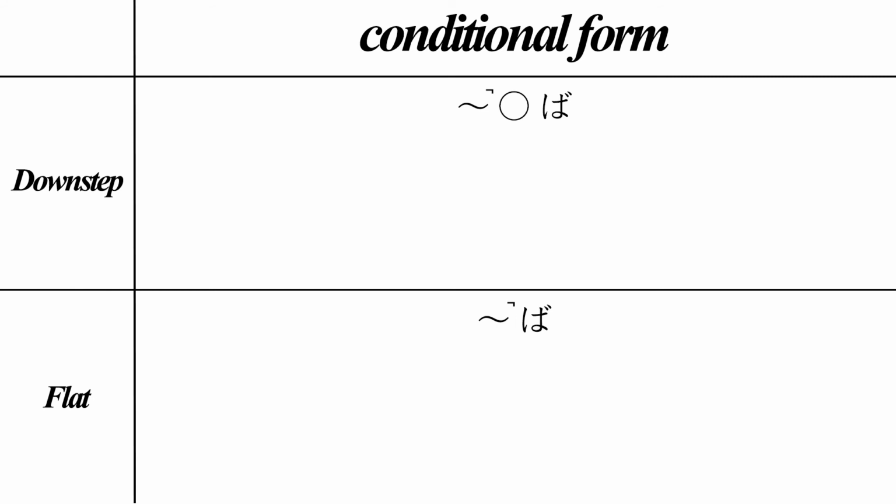Next, conditional form. In the conditional form, the accented mora differs between the downstep type and the flat type. In the downstep type verbs, the accent falls on the third to the last mora. For example, kaku turns into kakeba, so the accent falls on ka, kakeba.